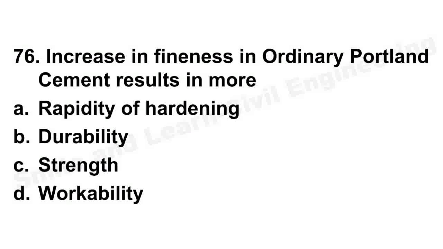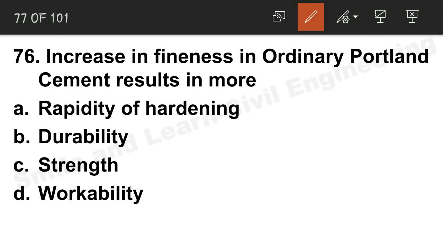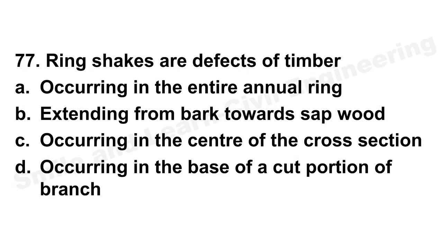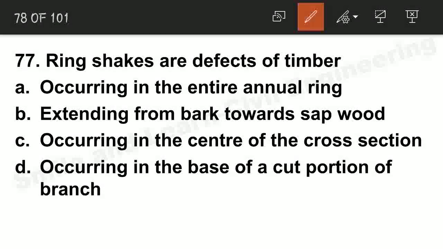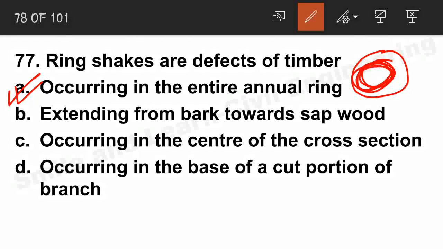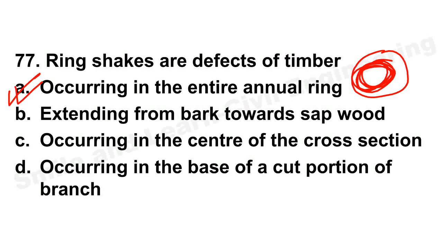Increase in fineness in ordinary Portland cement results in. So what will fineness in OPC result in? It will result in strength. It will increase the strength and it will increase the heat of hydration also. Ring shakes are a defect in timber. So ring shakes occur like this. If this is the ring shake, then this portion is the ring shake. Okay. Option A will be the correct answer.